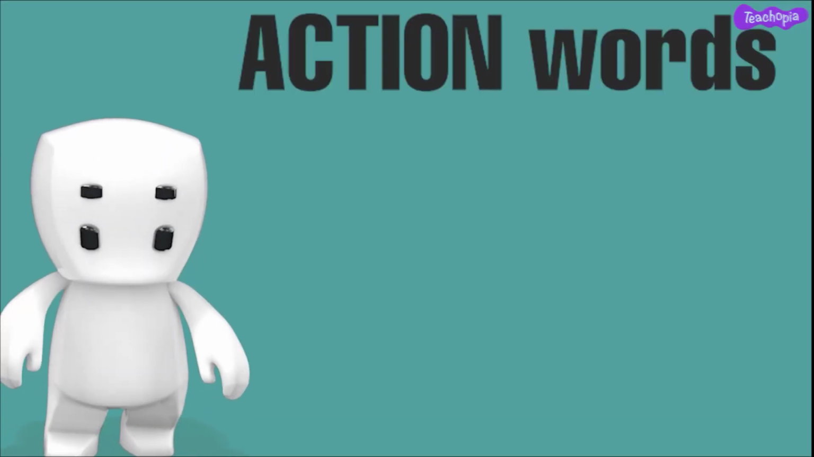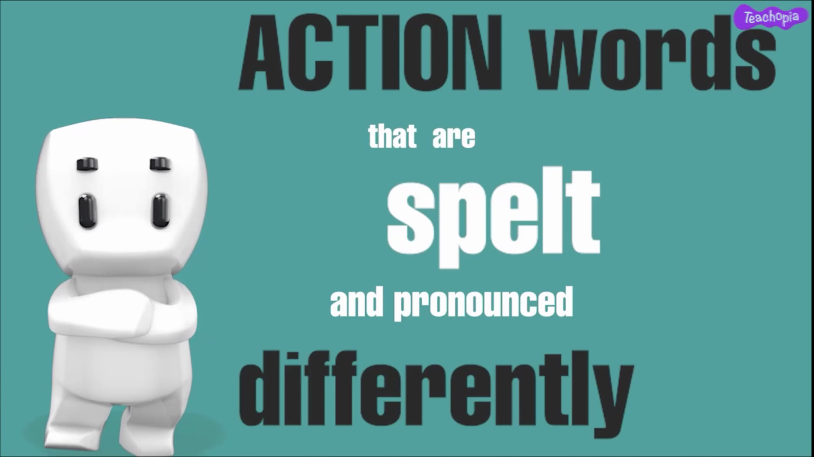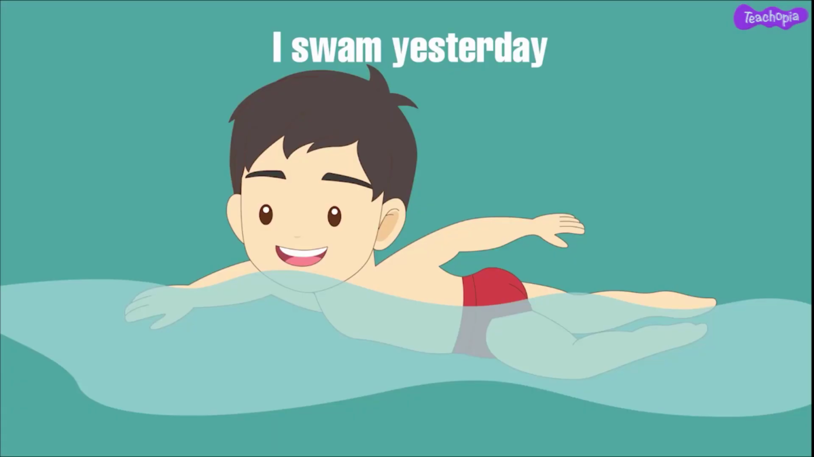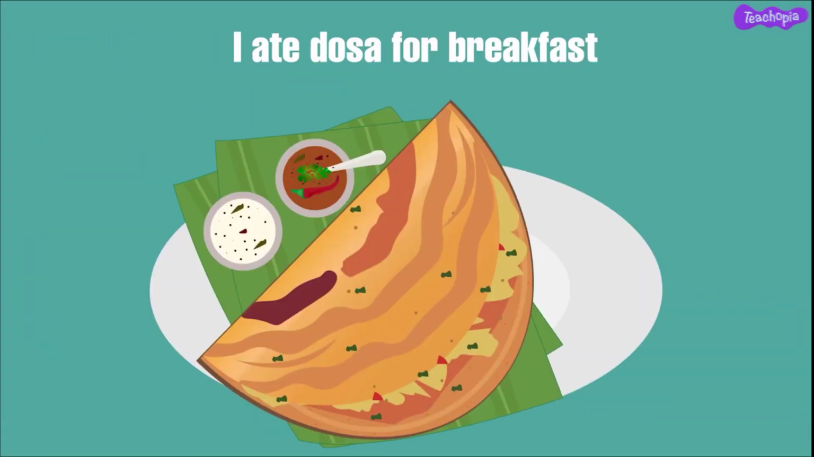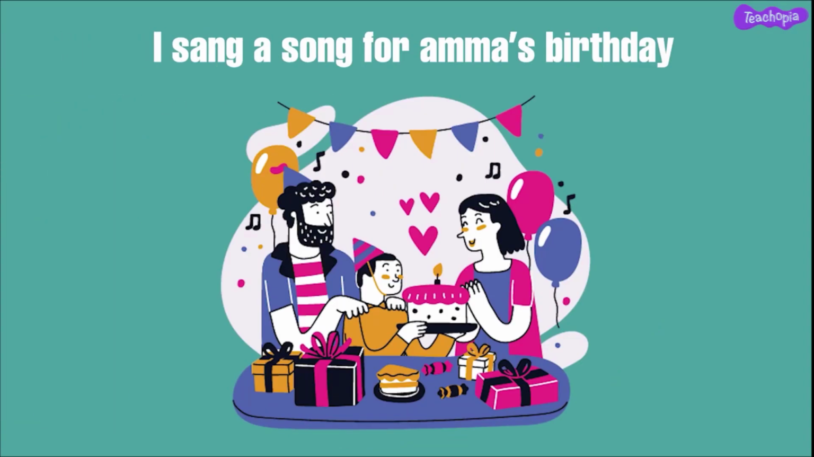There are some action words that are spelt and pronounced differently when they are described in the simple past tense. For example, I swam yesterday. I ate dosa for breakfast. I sang a song for Amma's birthday.